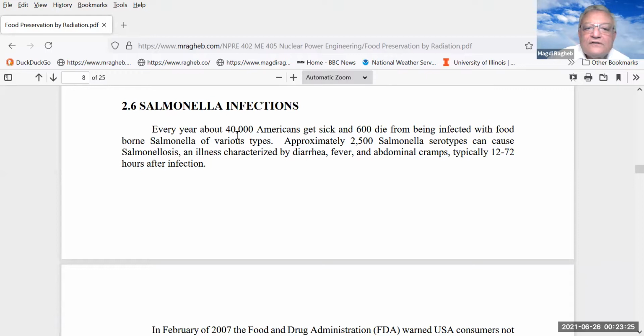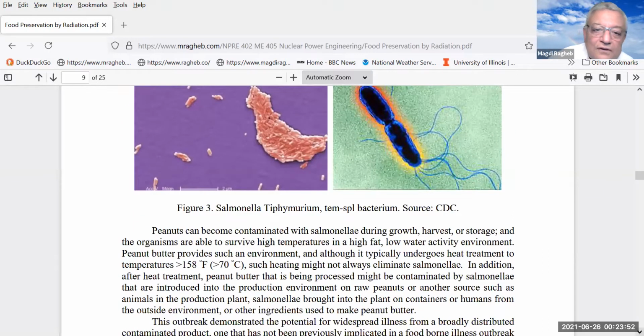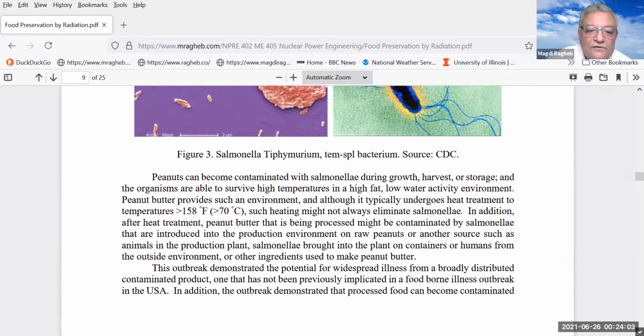We have 40,000 Americans every year getting sick from Salmonella. This is the most common infection from foodborne disease. And unfortunately, 600 die from being infected with foodborne Salmonella of different types. And in fact, there are some bacteria that we don't know about. We're talking here about what we know about. There is a lot that we don't know about. This is a scanning electron photograph of the Salmonella typhimurium, from the Center for Disease Control.